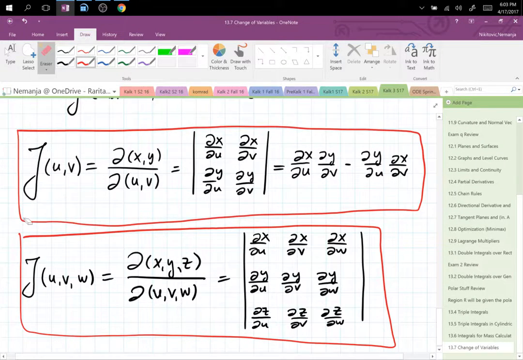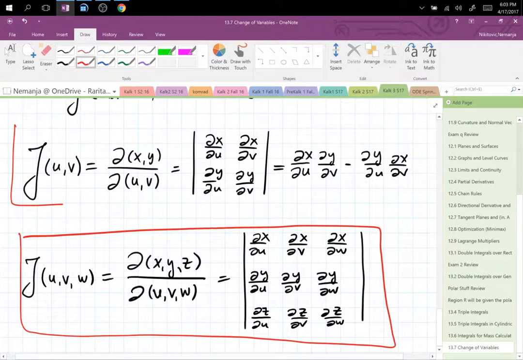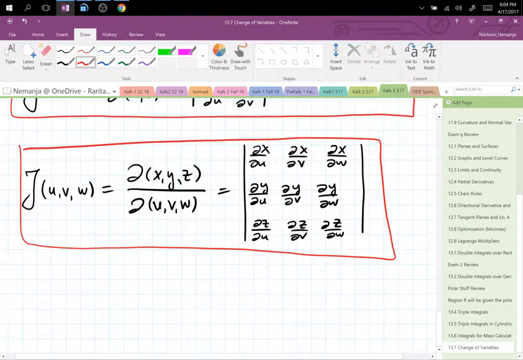I don't like this box. No coffee. So we have a 2D and a 3D one.